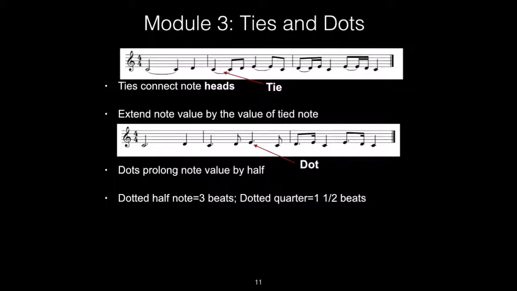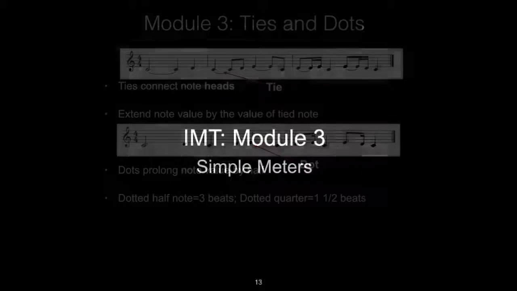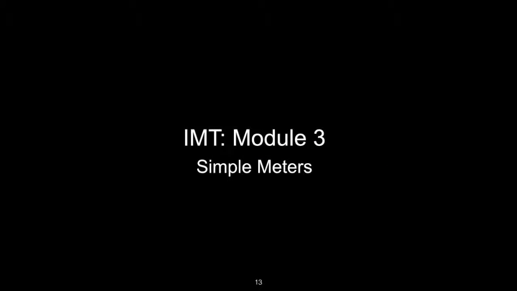But music would be constrained if these were the only tools at our disposal. So in order to extend the note value and move the beat accent, we use ties and dots. Ties prolong the note value by the value of the following note it is tied to, and dots prolong note value by half. I think this was enough for the highlights of module 3, so we'll end here.